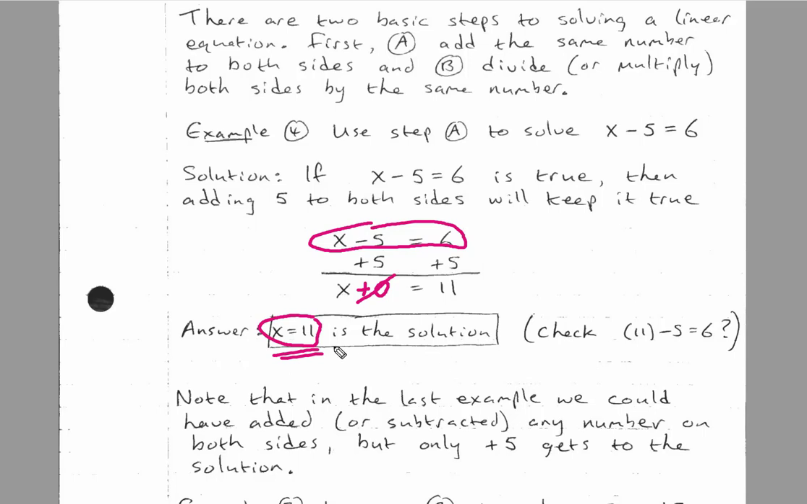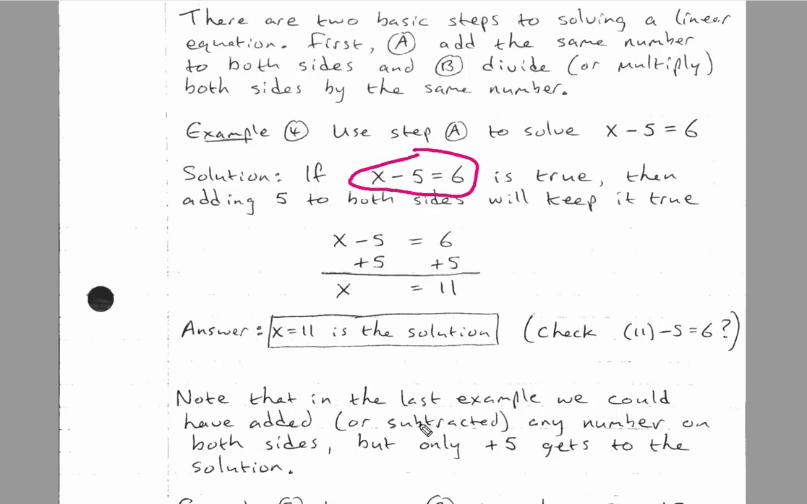And you could also double check, substitute that 11 for x, you'll see, yeah, it does work. In this example, we could have added or subtracted any number on both sides, but only this plus 5 shows us that x has to be 11.